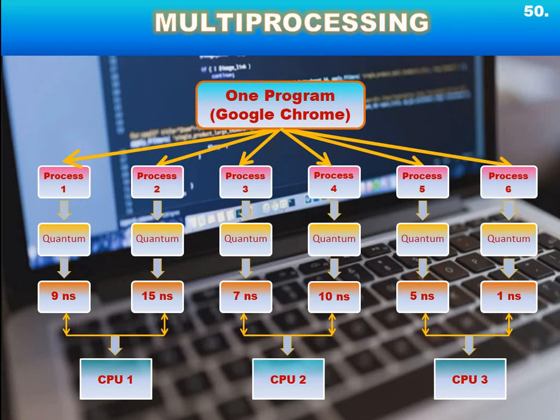While if a computer has more than 1 processor or CPU, like 3 or 4 or 7 processors, that system would be able to execute these parts more easily in a short amount of time.